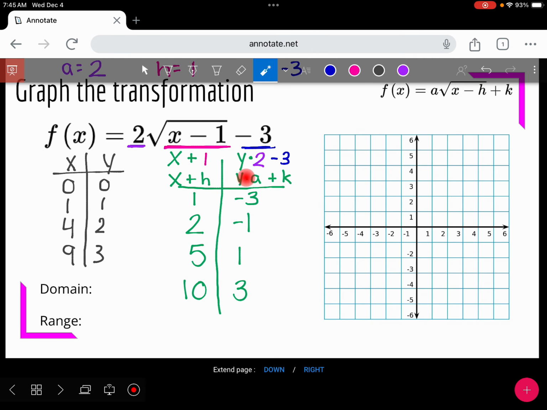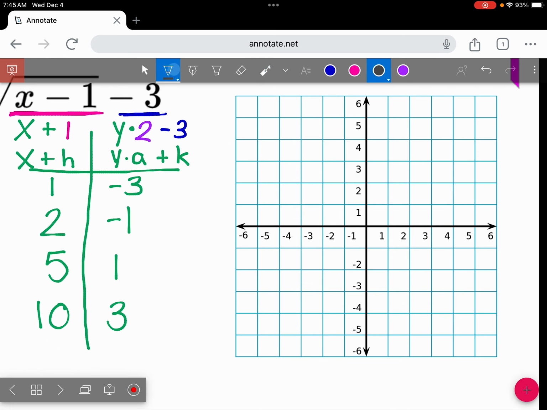So we use these to get our graph. Those are the points we're going to plot. I'm going to take my 1, negative 3, 2, negative 1, 5, 1, and it's off the chart. I cannot go farther left. It's going to look like that. And we do see that it has been moved right 1. It's gone down 3. And that's been stretched up. It is taller.